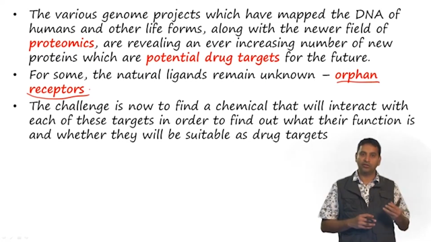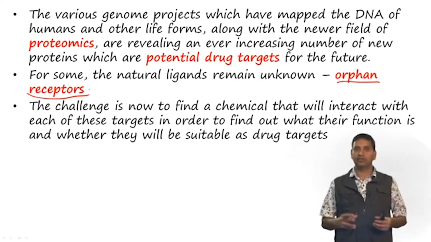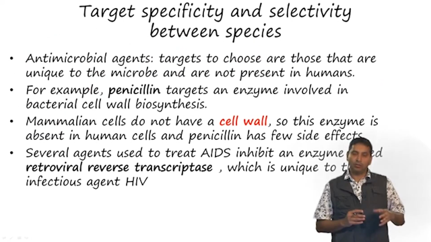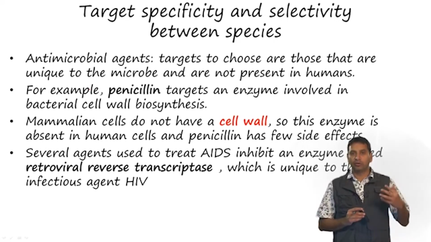Now, the challenge is to find a chemical that will interact with each of these targets, in order to find out what their function is and whether they will be suitable as drug targets. So, these are some things that are important to consider when we are looking at drug targets. And once we have considered these, that is, after we have chosen a disease and figured out what our drug target is, we also need to think about specificity and selectivity.